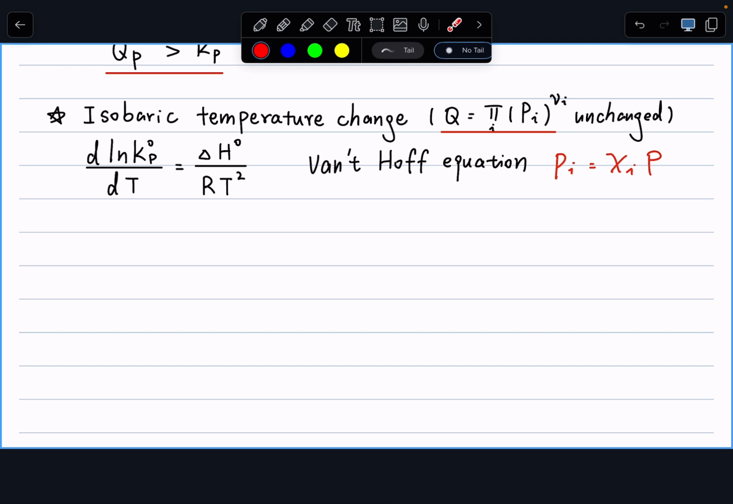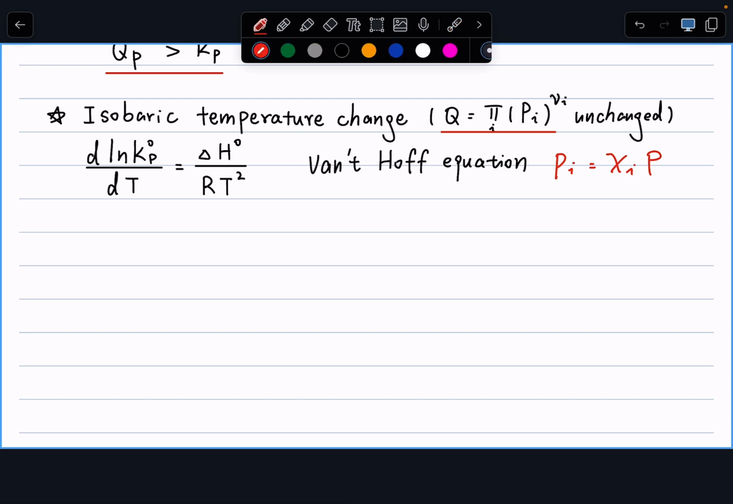But when temperature is changing, my equilibrium constant is changing with it. So how does my equilibrium constant change? Is it increasing or decreasing with respect to temperature? That goes back to our last lecture. Remember, we did the plot on the board, right? How does my ln Kp change with respect to delta H?